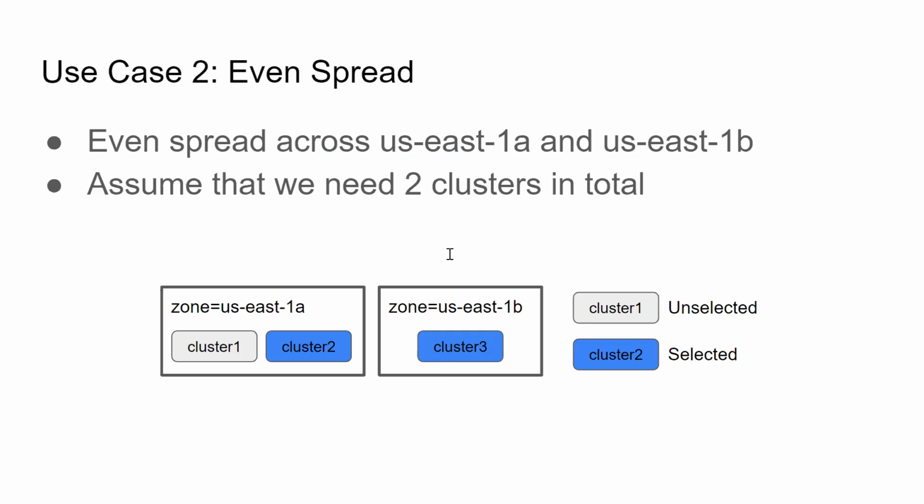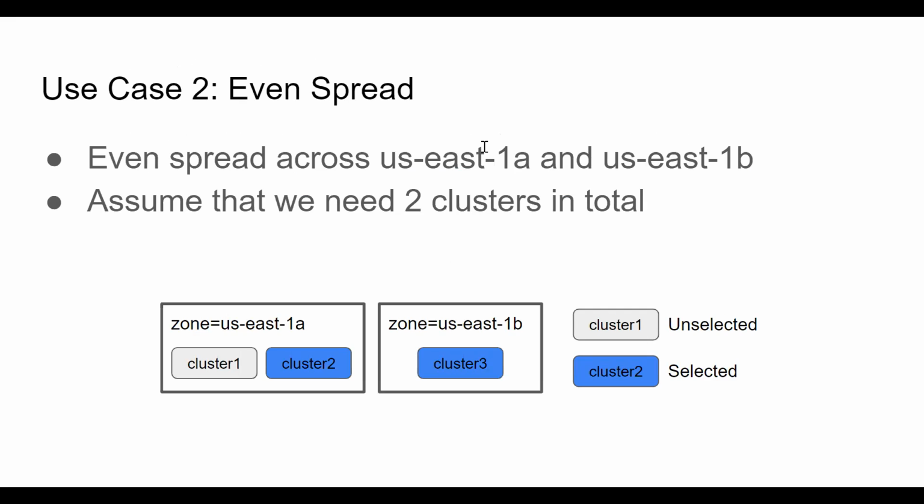Use case 2 is about even spread. For load balancing purposes, we may want to spread the workload to the topologies evenly. If we want to pick 2 clusters from the topology structure in the figure to achieve even spread, we expect the scheduler to pick cluster 1 or cluster 2 plus cluster 3. The blue box here indicates a selected cluster.